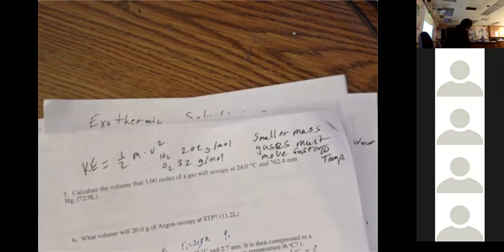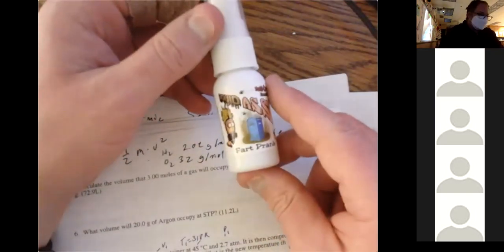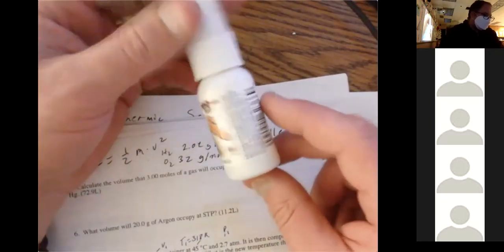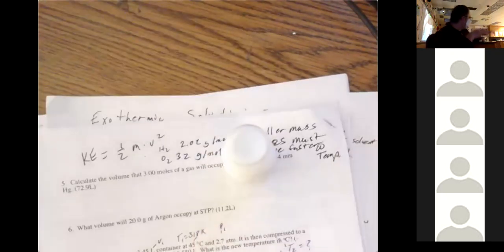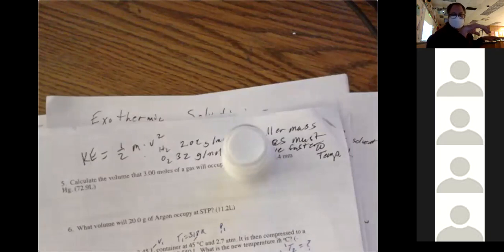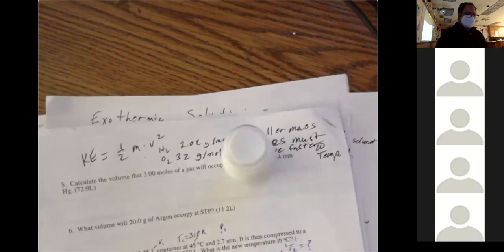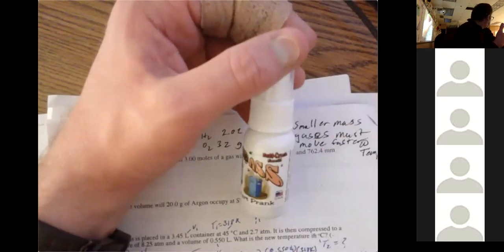Now, we've got this spray right here. It says fart prank on it. If we spray this, we know that it will diffuse through the room. Normally I'd go to the back of the room and spray it, and then we would see how long it took to move through the room. But we're not going to do that to ourselves this time. There's only two of us, and that's not worth the benefits of seeing it.